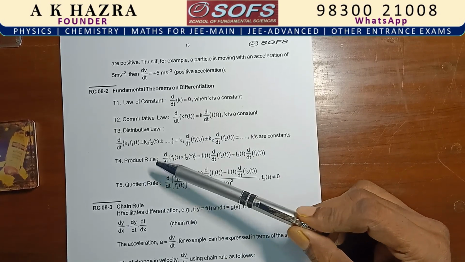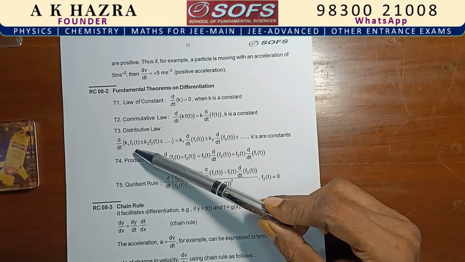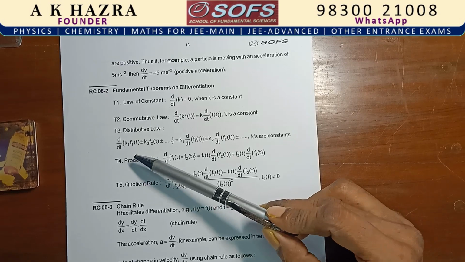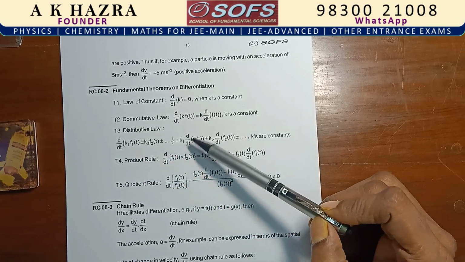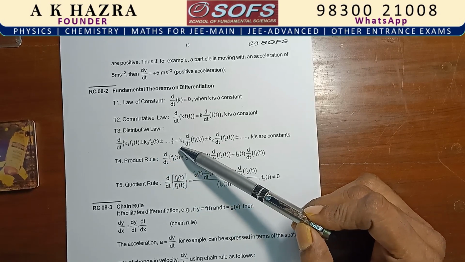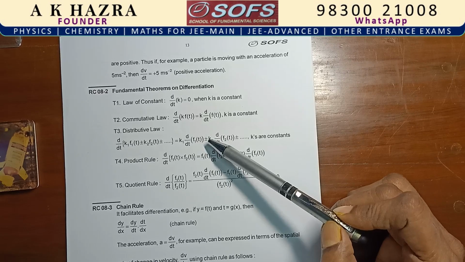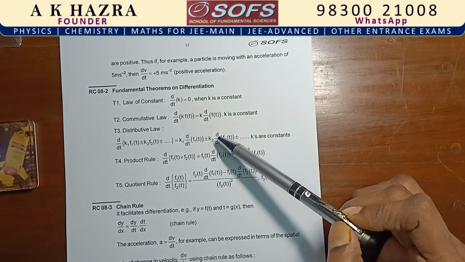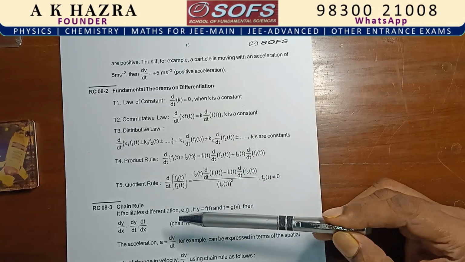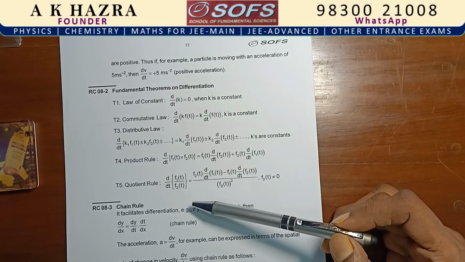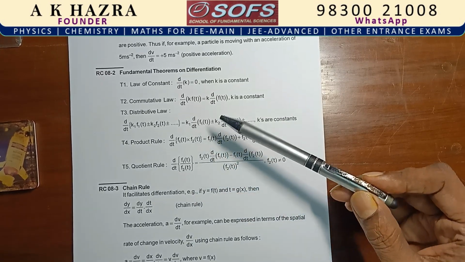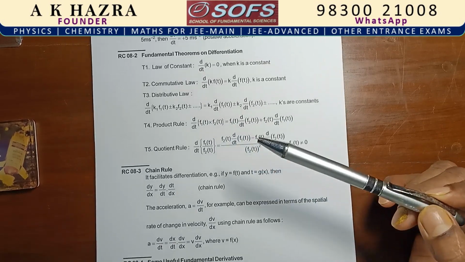Similarly, if you have the distributive law, d/dt of k1 f1(t) plus or minus k2 f2(t), etc., then again we can apply d/dt of k1 f1(t) plus or minus d/dt of k2 f2(t), then k can be taken out, so we will have k1 d/dt of f1(t), plus or minus k2 taken out, d/dt of f2(t). Yes, it is the distributive law. Similarly, we can have the product rule and quotient rule. But here mainly we will use the law of constant, commutative law and distributive law.